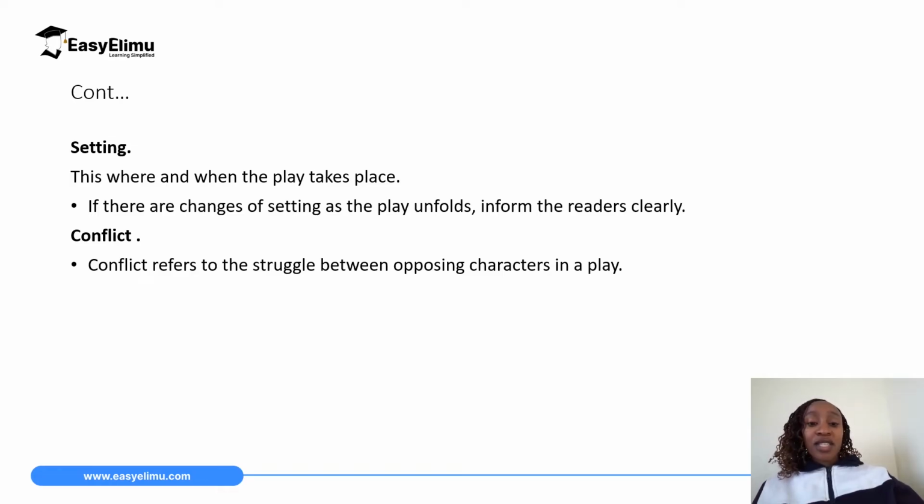Conflict refers to the struggle between opposing characters in a play. Remember, we said characters, we have the protagonist and the antagonist. So the struggle between these two is what we call conflict. And every play usually has conflict.